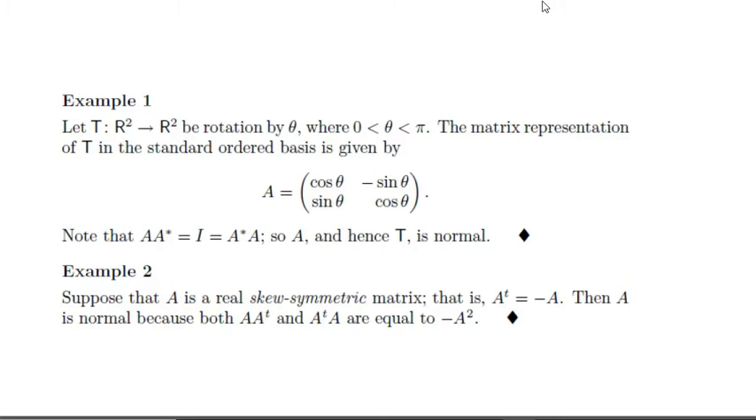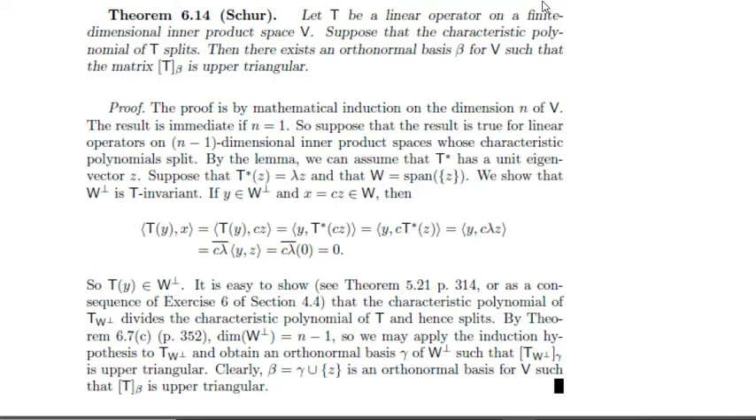Similarly, for a skew symmetric matrix, that is A transpose is equal to minus A, then A is normal because A A transpose is equal to A transpose A, which will be equal to minus A square. Now in this theorem, we have T, a linear operator on a finite dimensional inner product space, and the characteristic polynomial of T splits. Then there exists an orthonormal basis beta for V such that [T]beta will come out to be an upper triangular matrix. We have done the proof earlier also.